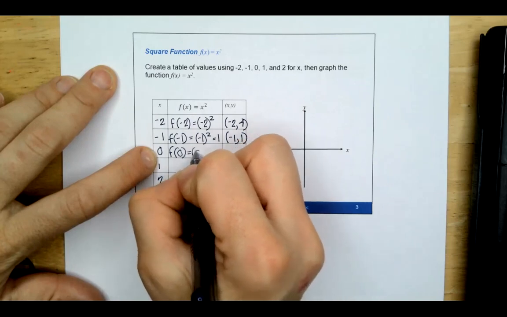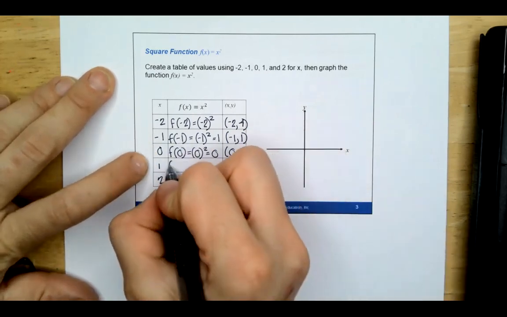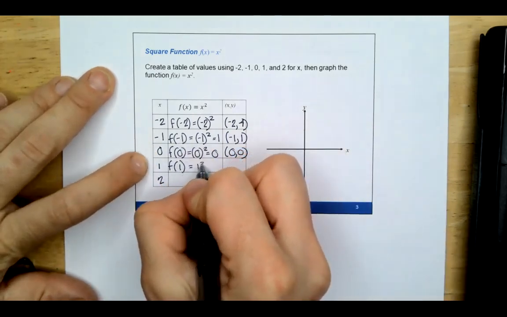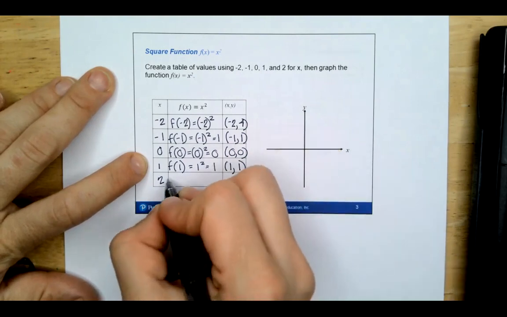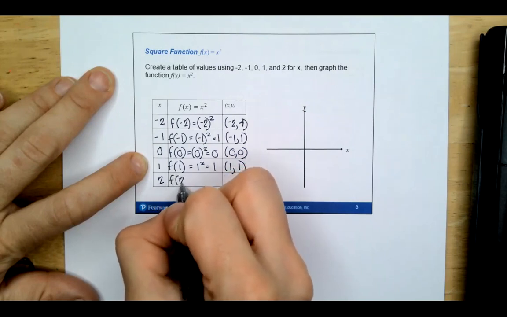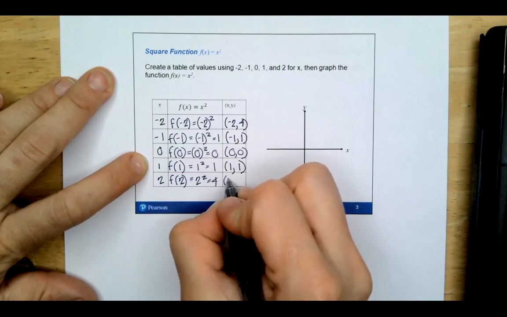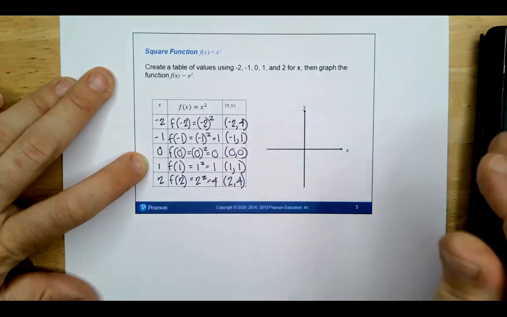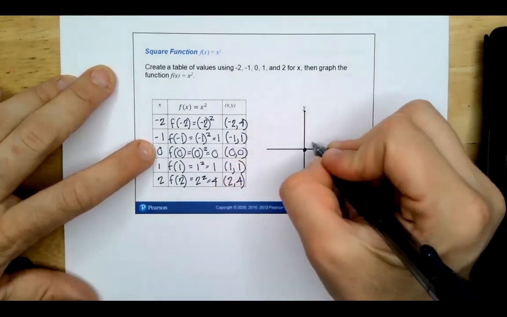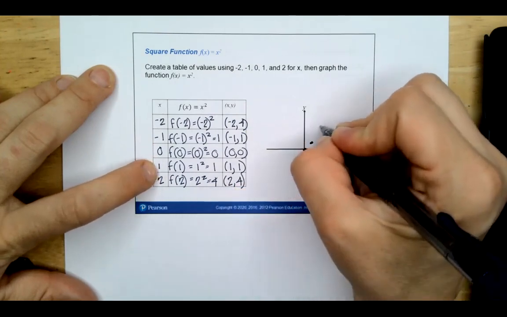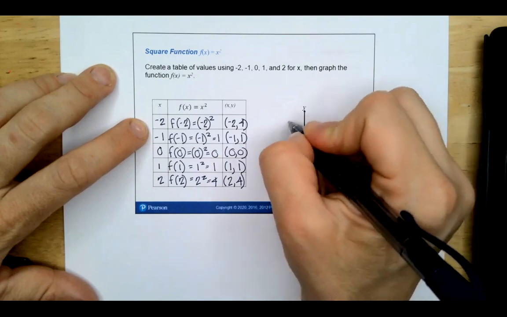0 squared is still 0. So we're going to go through the origin on this graph. It's less important to use parentheses when you have the positive. 2 squared is 4. So that's 2 and 4. Okay, so these points are, let's start with 0, 0. That's the point 0, 0. Then we have the point 1, 1. Then we have the point 2, 4. Over here we have -1, 1. And then we have -2, 4.